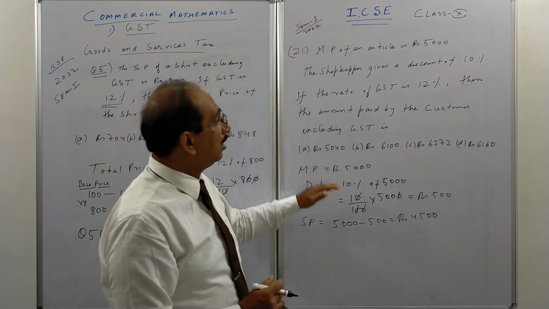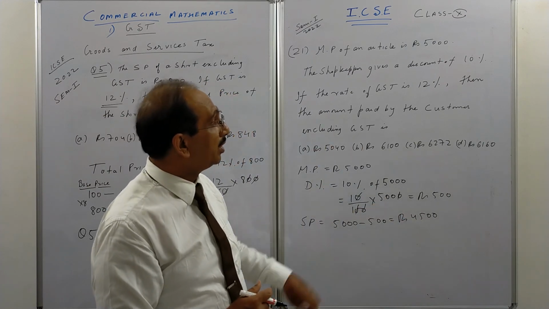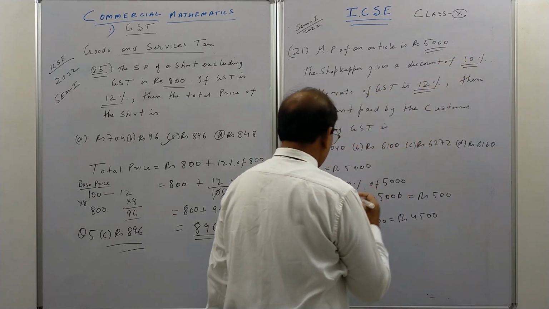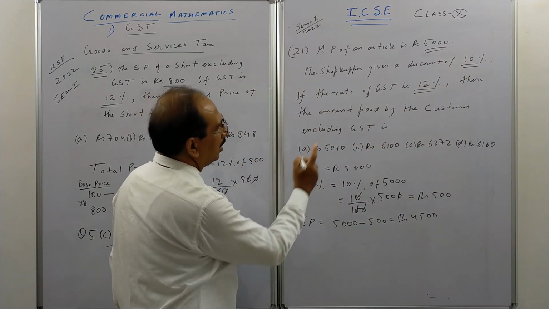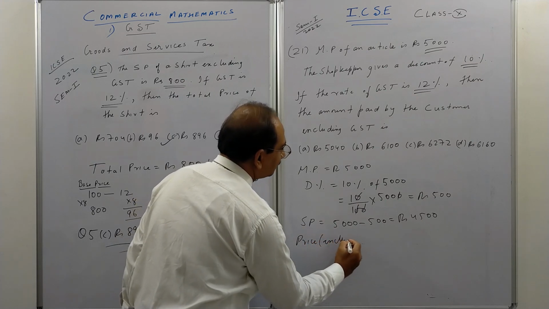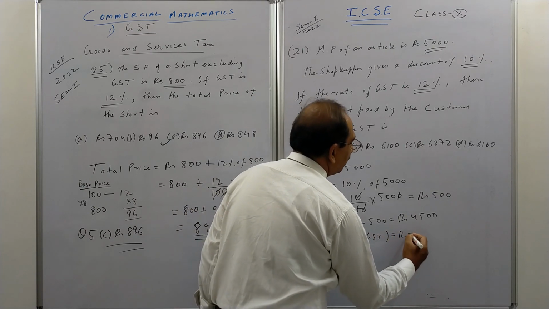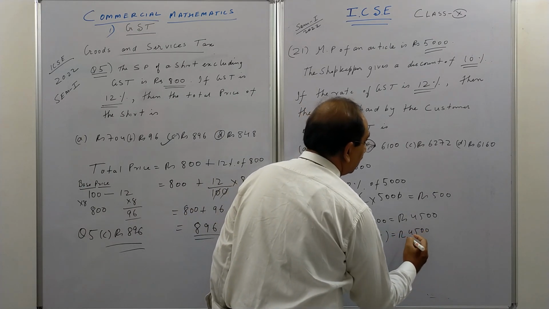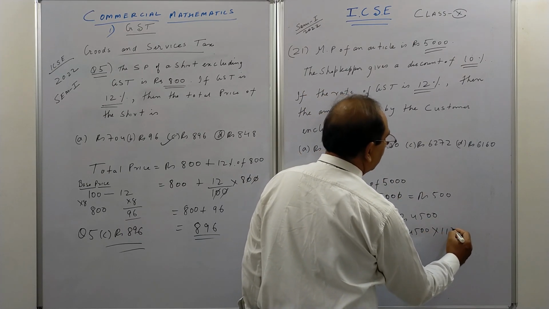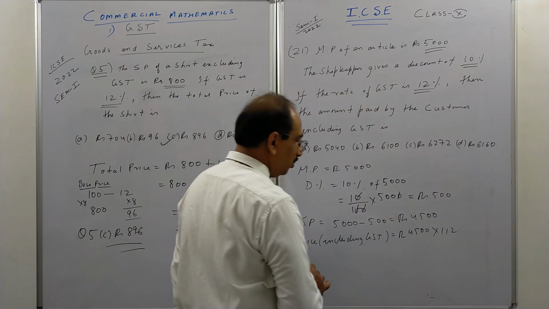But the customer won't get it at this cost from the shopkeeper. He has to pay a GST of 12%. So what are the keywords here? 10% discount and 12% GST. So finally, price after GST, so price including GST is 4,500, children. Directly you can do 112% or 112 by 100. So there are two ways, children.